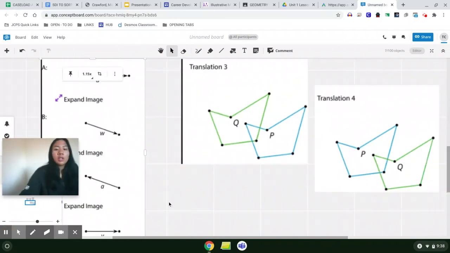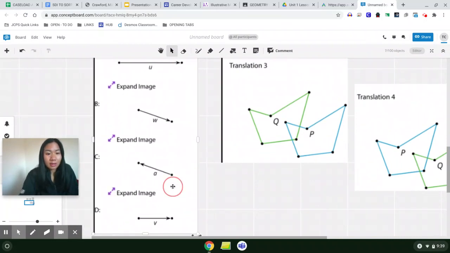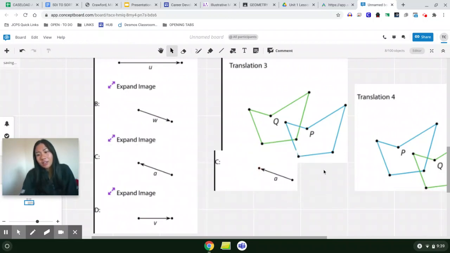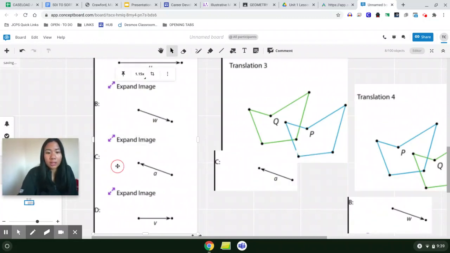Okay, so just by looking at it, I should see that the only one that moves in that direction is C, or that directed line segment A. So I can move it over a little bit, and you can kind of see how it goes from this point to that point, P to Q. And by process of elimination, we are only left with B as an option, but let's go ahead and move it and compare it in translation number 4 and see what that looks like.